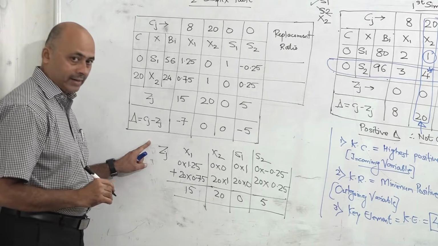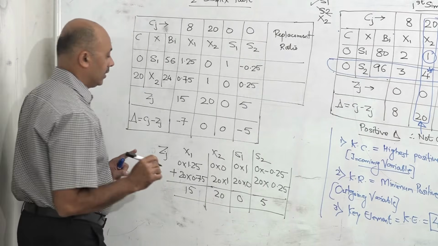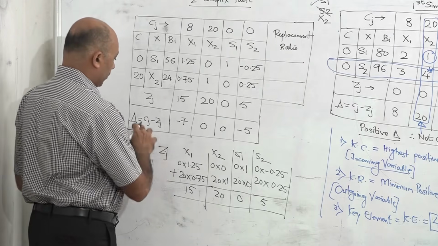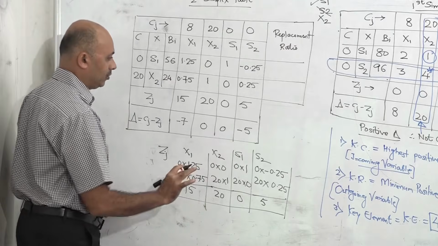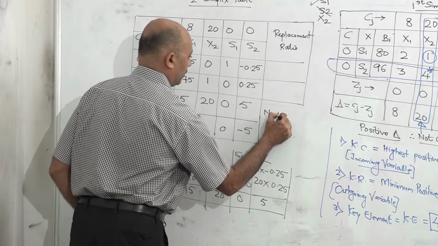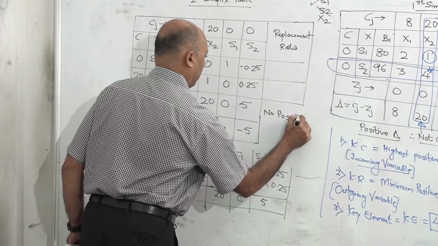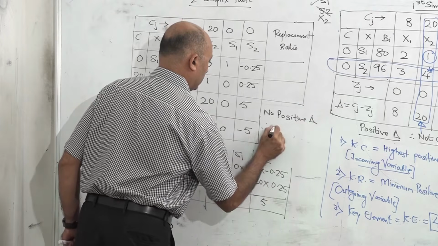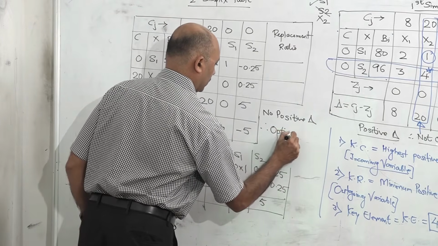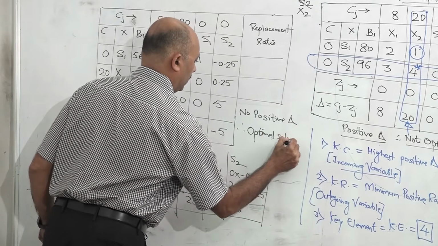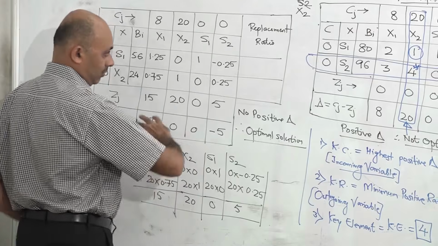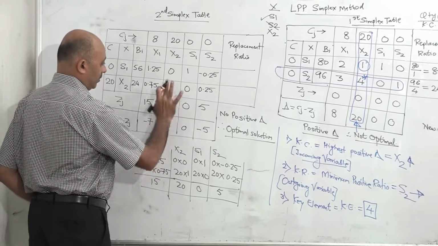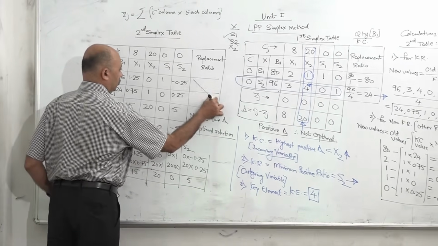Now when we calculate delta, we apply the test of optimality. And what is the test of optimality? Solution is optimal when there is no positive delta. Minus 7, minus 5, so no positive delta. So you write in comment, no positive delta, therefore optimal solution. So solution is optimal, so there will be no calculation, no key column is there, and no ratio will come, so you cancel this.